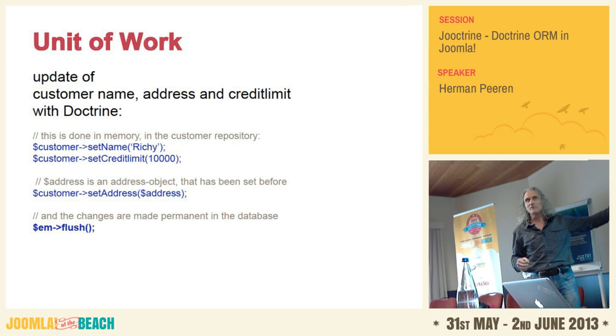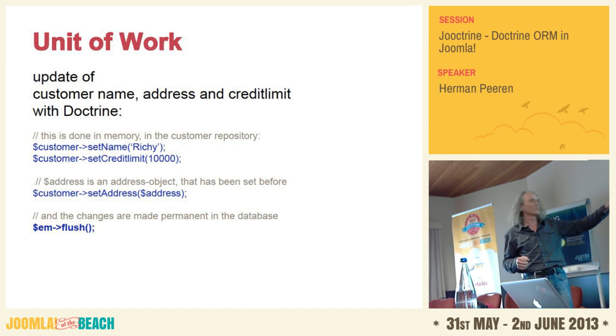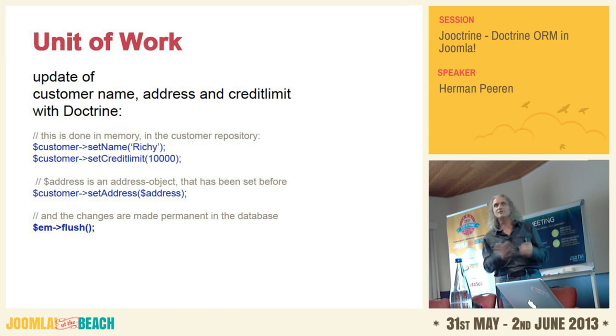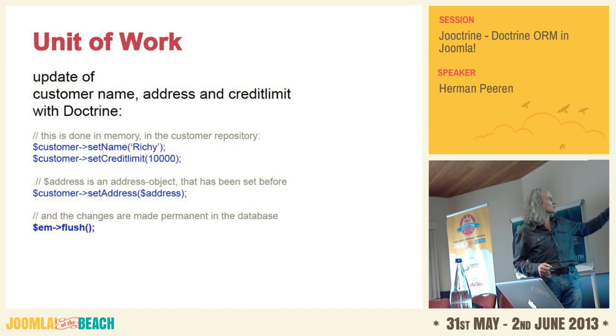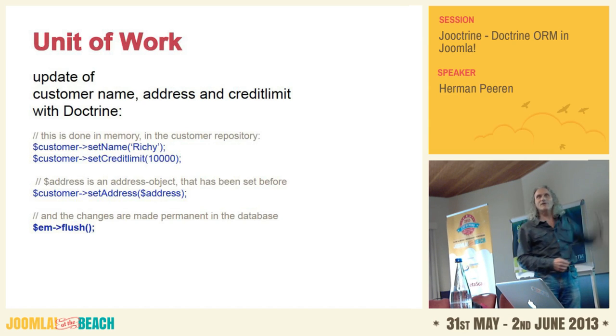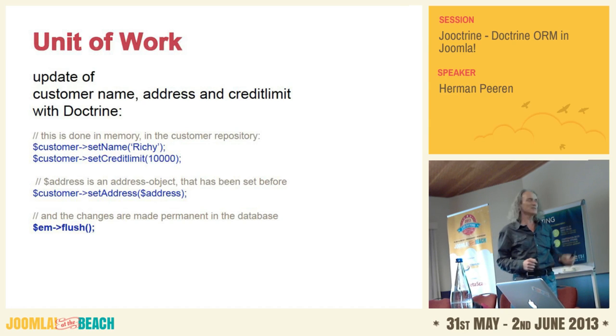This is a customer with only one address. Otherwise, it would have been add address, because it then adds an address to an addresses field. But this customer in this example only has one address. So you say set the address, and you have before this already defined what that address object is.